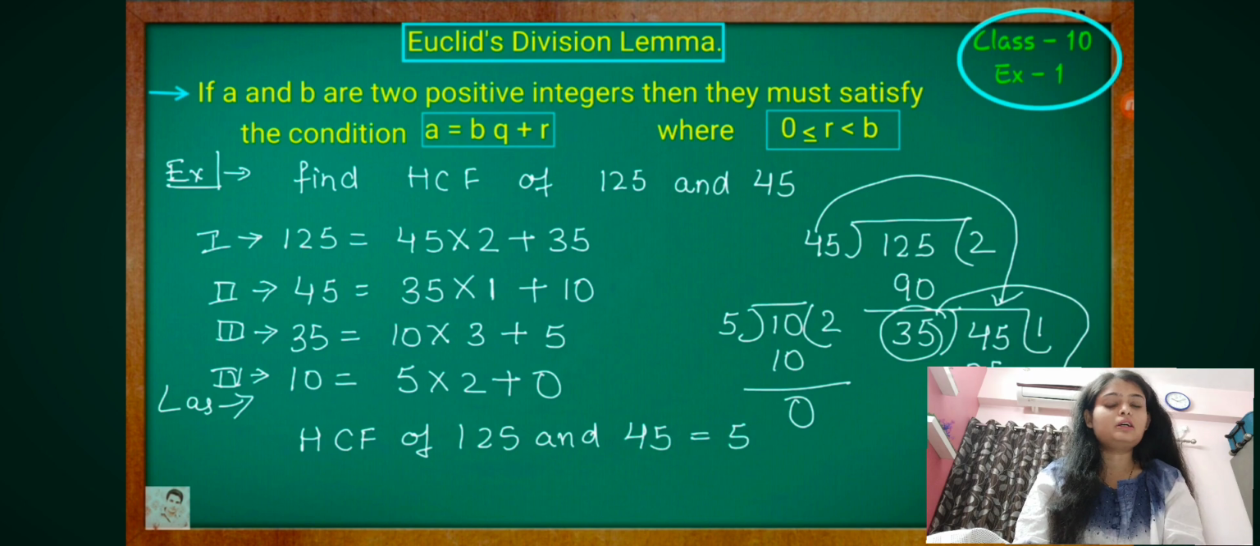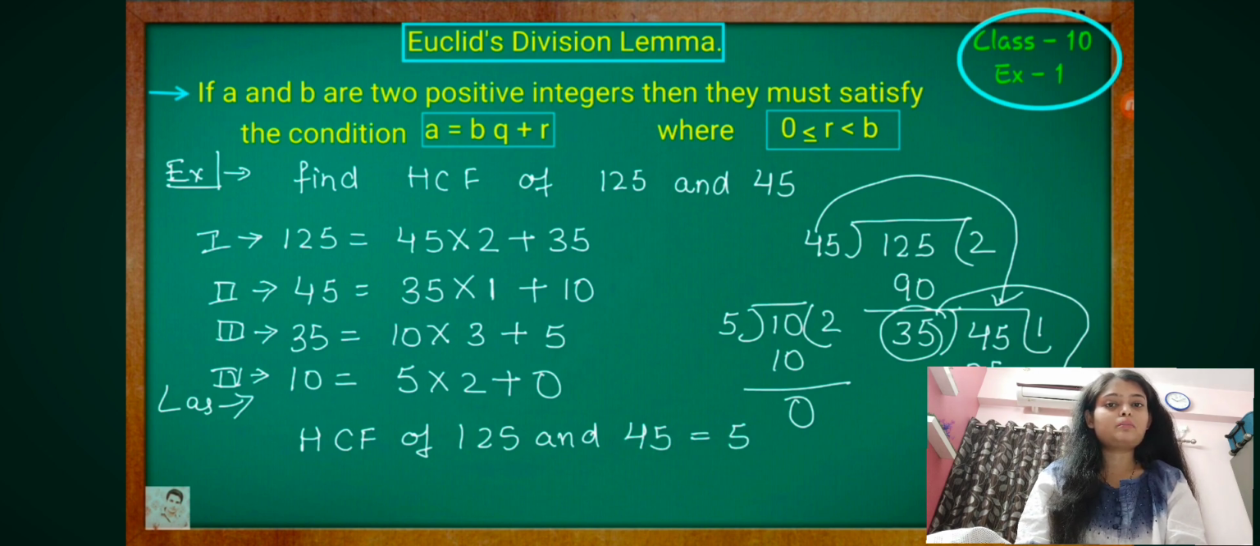Next, 45 will come inside and 35 will be the divisor, so you again divide 45 by 35. 35 into 1 is 35, the remainder is 10. Again you divide 35 by 10. 10 threes are 30, the remainder is 5. Again you divide 10 by 5. 5 twos are 10, and the remainder comes ultimately as 0. You have to continue this process till the remainder finally comes to 0.